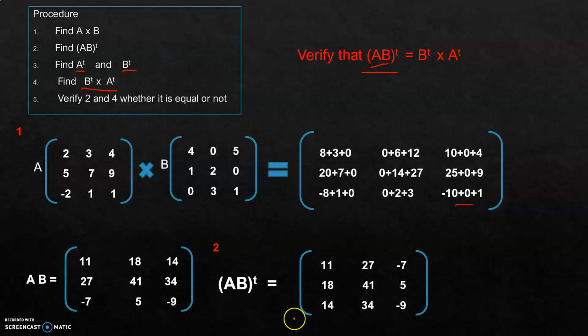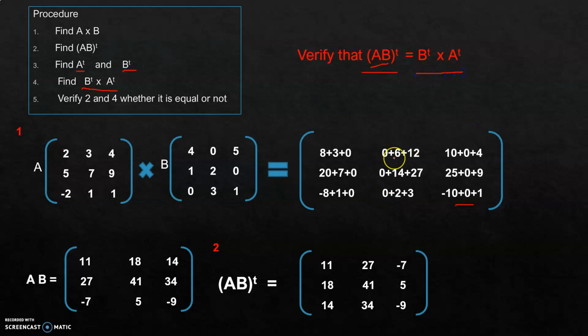This is the first part of the question. (AB) transpose is equal to, here, 11, 18, 14, which was the first row, and we took it as the first column. Then 27, 41, 34, which was the second row, is the second column here. So we interchanged all rows with columns. So the first part is over. Then we need to do the second part.